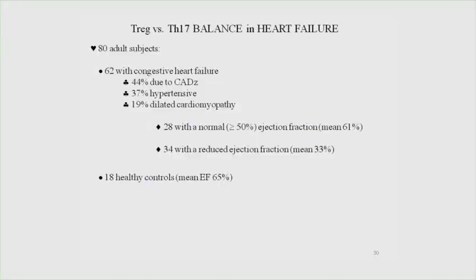Any cause of heart failure will lead to a secondary immune response. Now, 28% of these had only diastolic dysfunction. Their hearts were stiff, but they had normal systolic function. Their ejection fraction was 50%. 34 had diastolic dysfunction and systolic dysfunction. They had hypocontractile hearts. They had low ejection fractions.